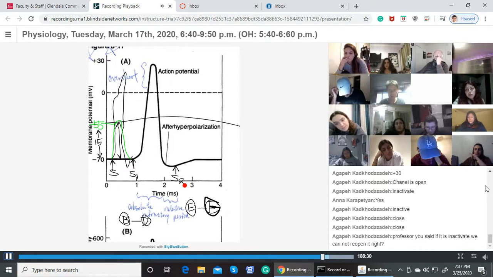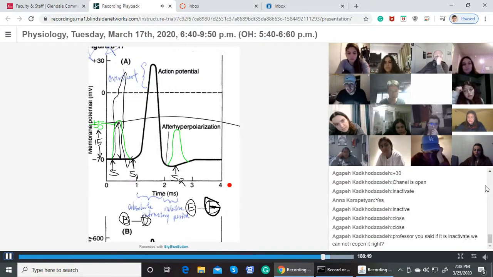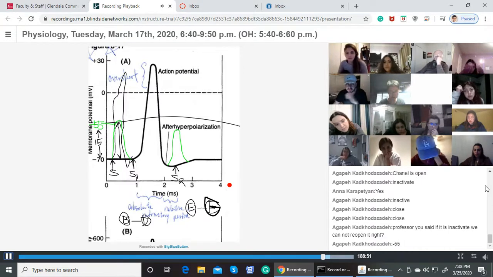When we have the same stimulus strength, what will happen? It will trigger a graded potential of the same amplitude. What is the amplitude? Can anyone tell me what is the amplitude triggered by S stimulus? 15. Thank you, Molly. You're Molly, right?